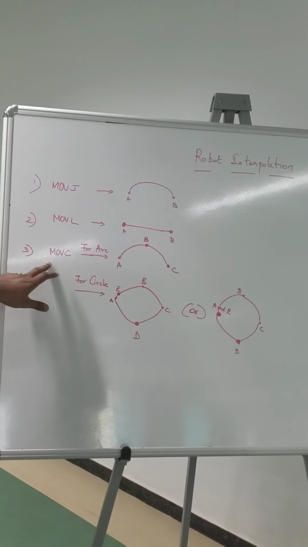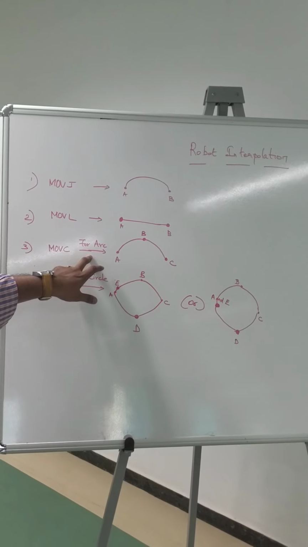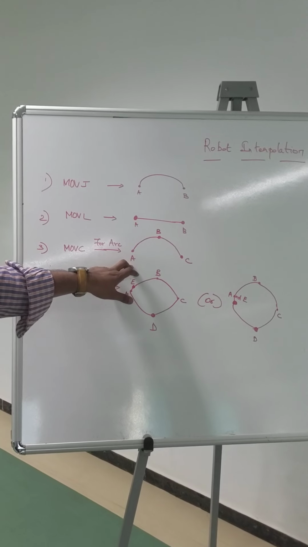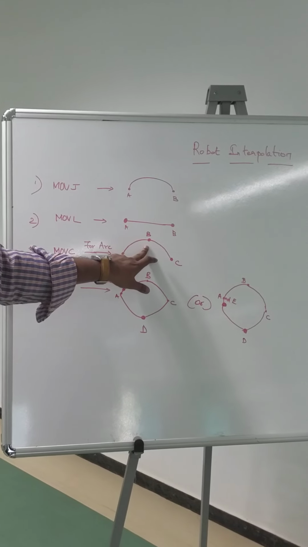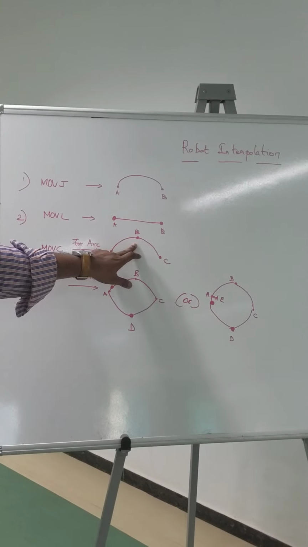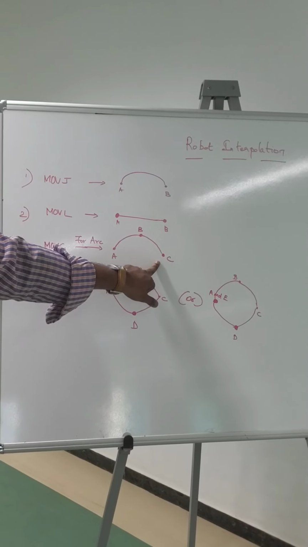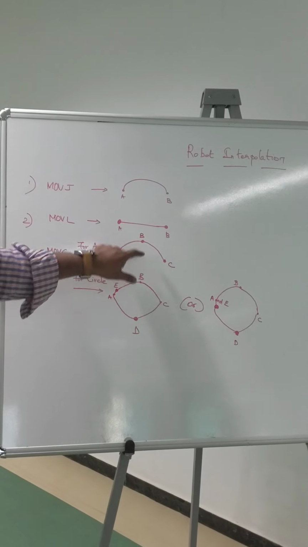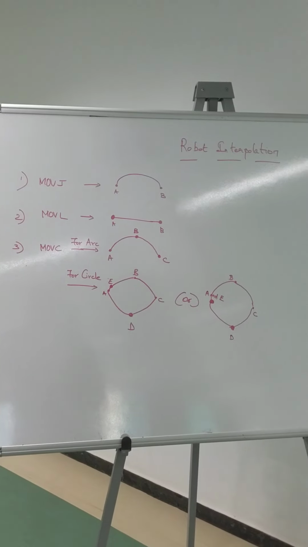And then MOVC is for an arc. We start from a point A. We specify the radius by a point B. And then the final point where you have to go is point C. So this is the radius of the arc.